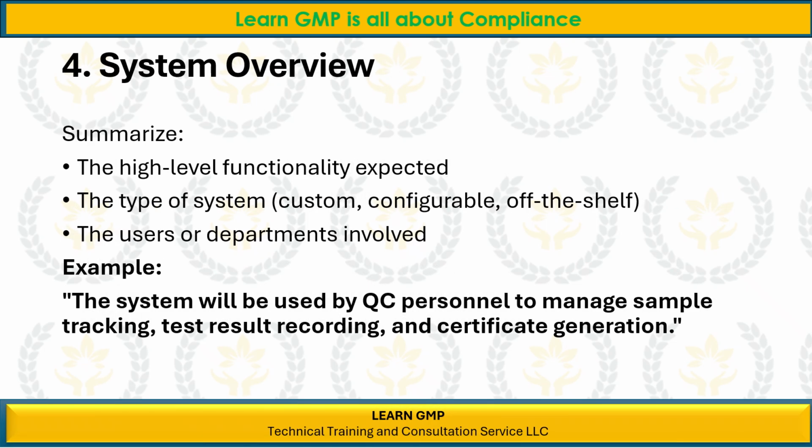System overview. Summarize the high-level functionality expected. The type of system, custom, configurable, off-the-shelf. The users or departments involved. Example. The system will be used by QC personnel to manage sample tracking, test result recording, and certificate generation.